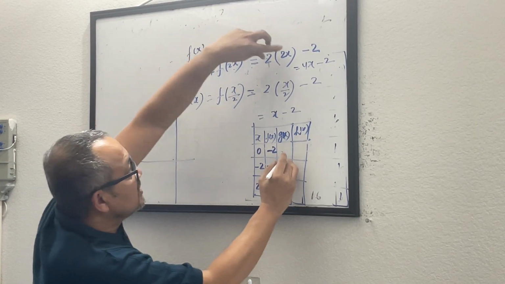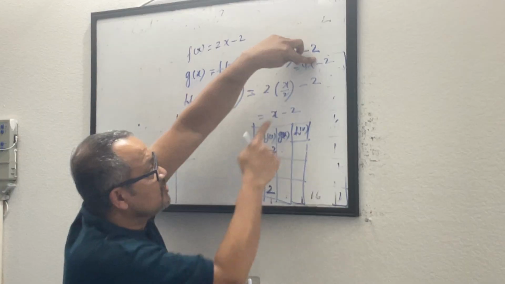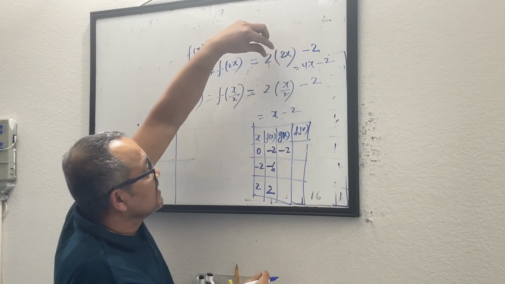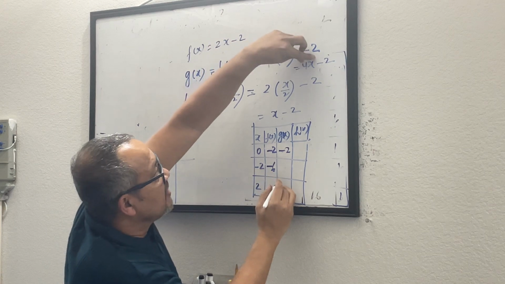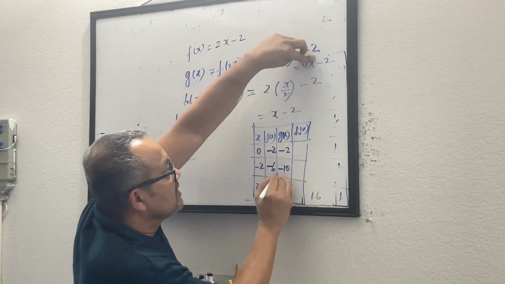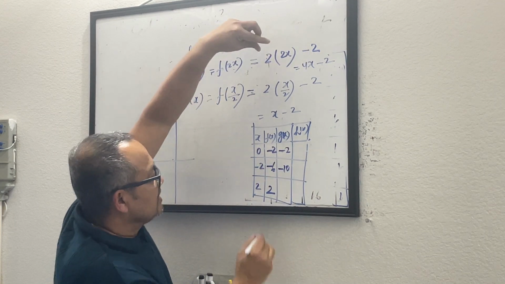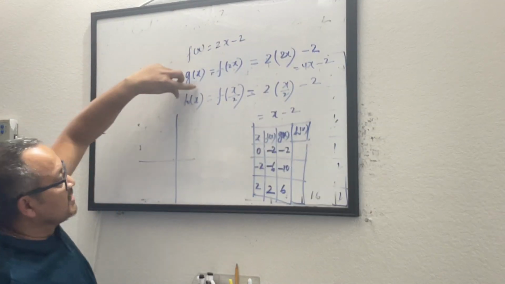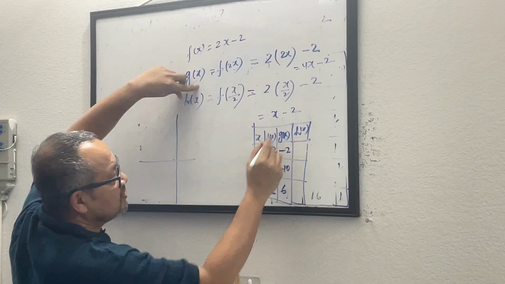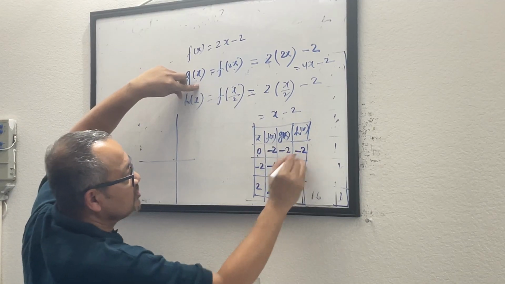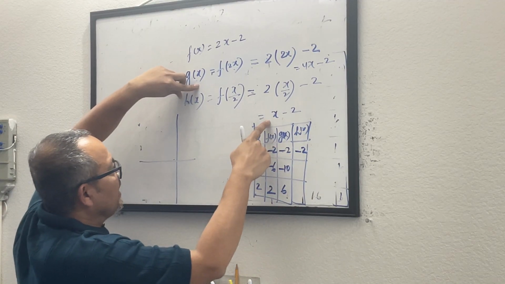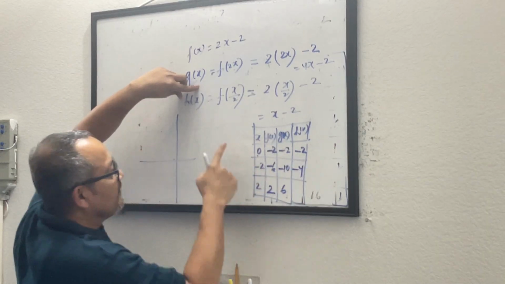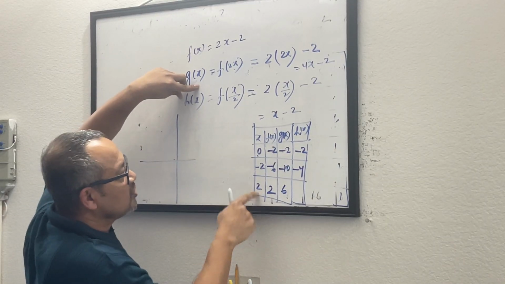g of x was 4x minus 2. So when x is 0, this became minus 2. When x is minus 2, this became minus 8, minus 2 is minus 10. When x is 2, this became 8, minus 2 is 6. h of x is x minus 2. When x is 0, this is minus 2. When x is minus 2, this became minus 4. When x is 2, it became 0.